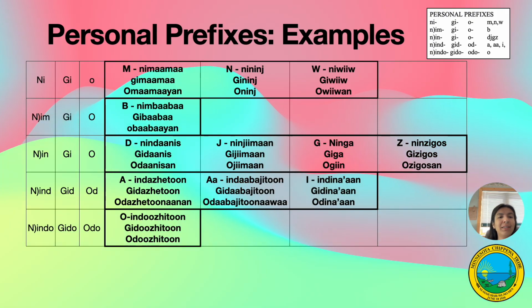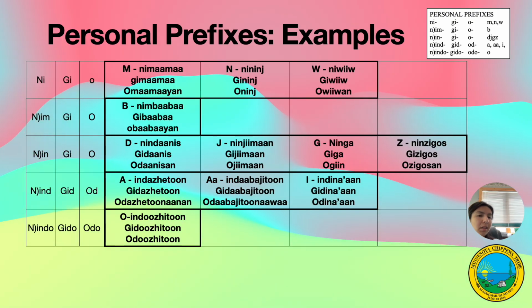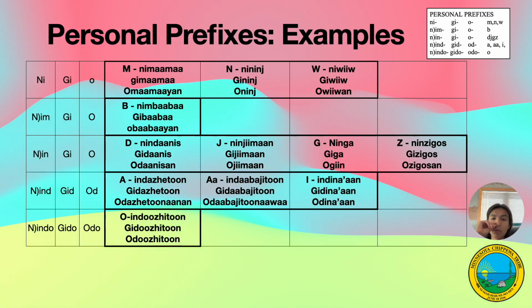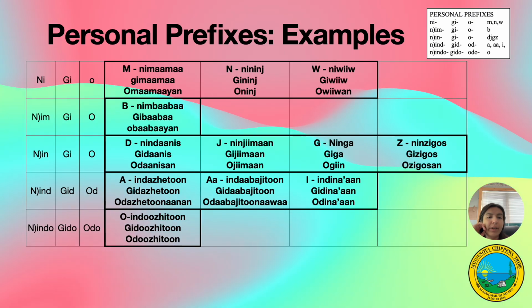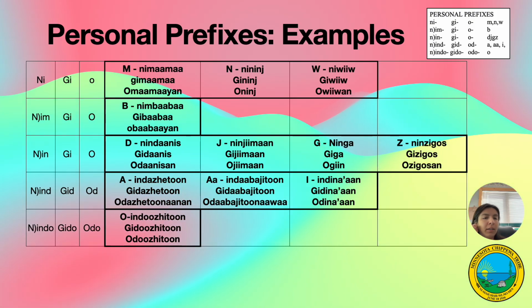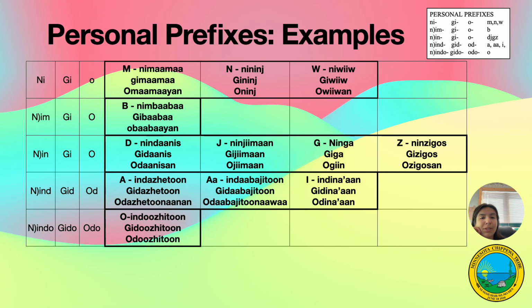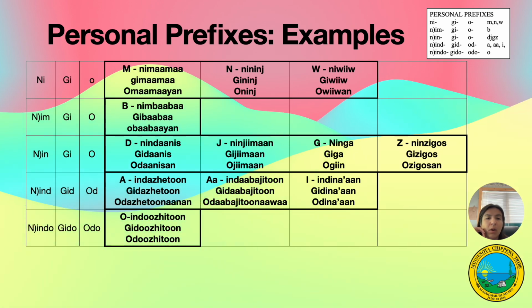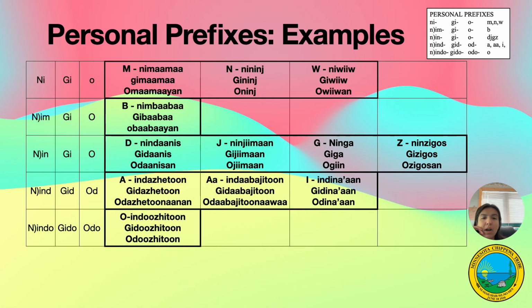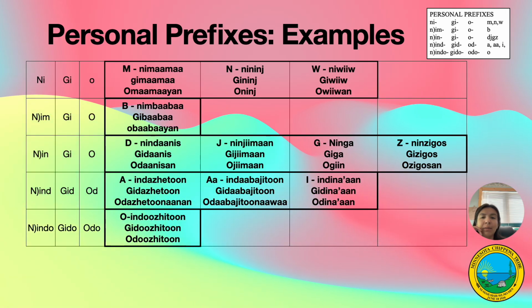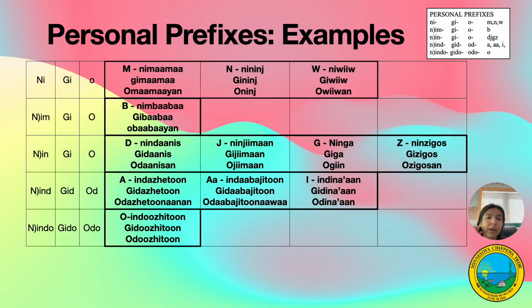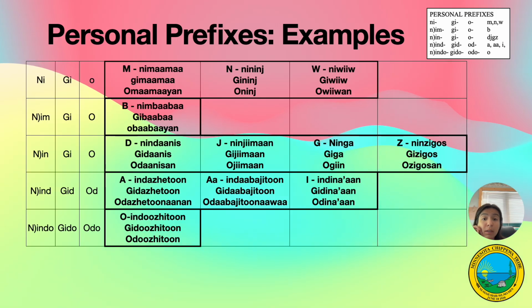And we use the Nind, Gid, and Od prefix for words that start with A, double A, and I. Ndajetun, Gidajetun, Odajetunanan. They put them back. Indabajetun, Gidabajetun, Odabajetunawa, and I. Ingdinaan, Gidinaan, Odinaan.